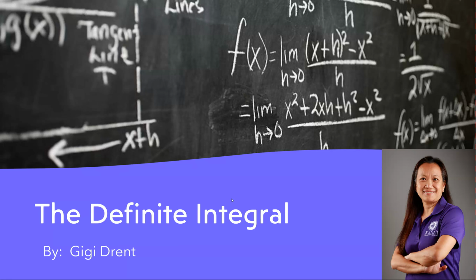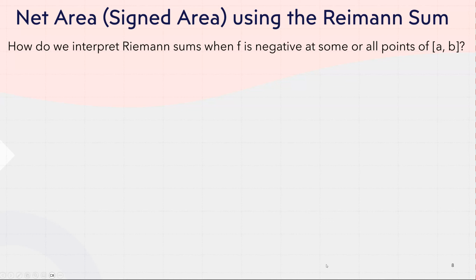In this video, we will talk about the definite integral. Okay, so what is a definite integral? Before we go there, I want to talk about the net area, or some books will call this signed area, which means the area with a sign, so it could be negative, using the Riemann sum. So how do we interpret Riemann sums when the function is negative at some or at all points in an interval AB? That's what the question is at this point.